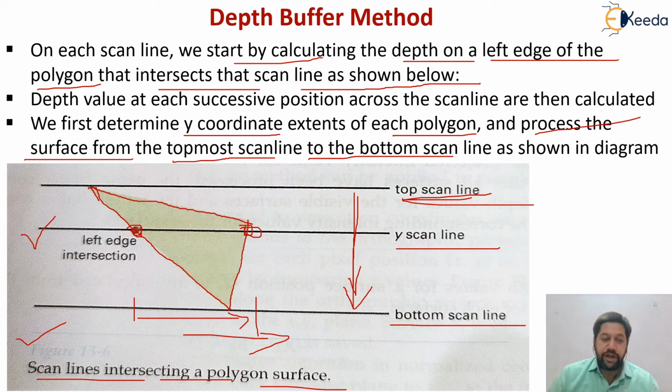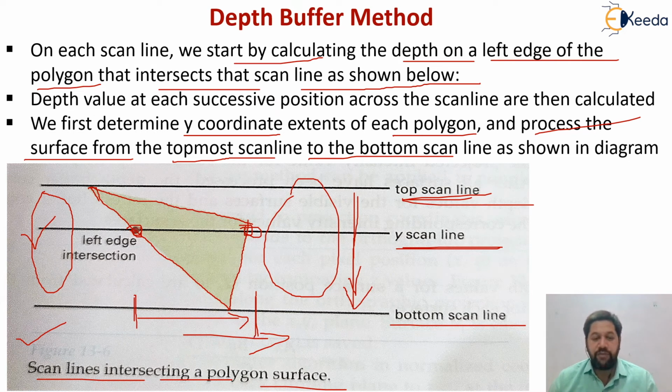If it is not intersecting, suppose I consider this part of my picture, it is definitely stored with the background color, and this is also stored with the background color. So it is necessary for this scan line to consider only the intersection at the left edge and the intersection at the right edge. And that is what is shown in this particular diagram.